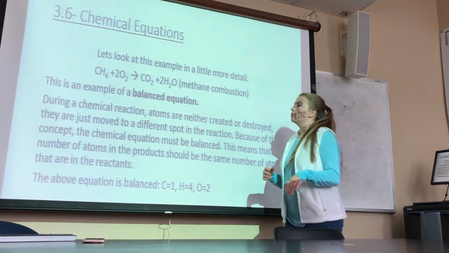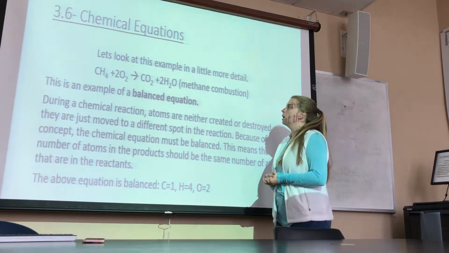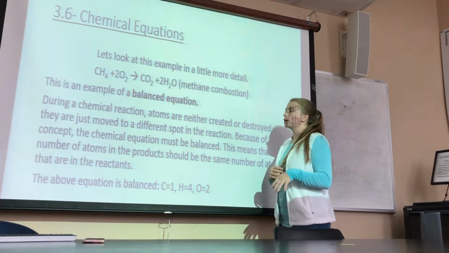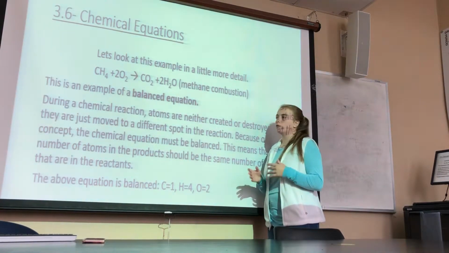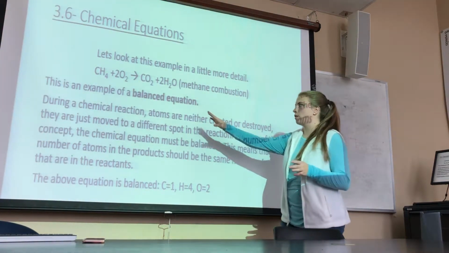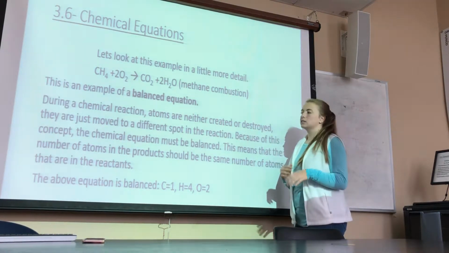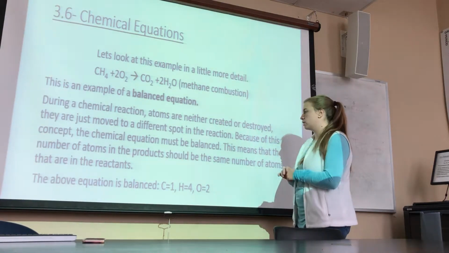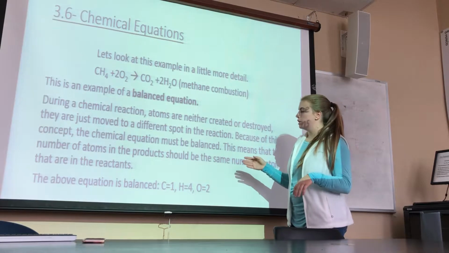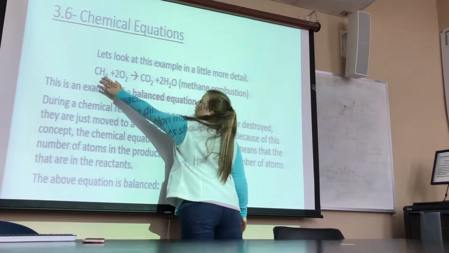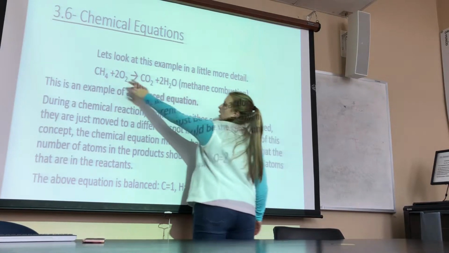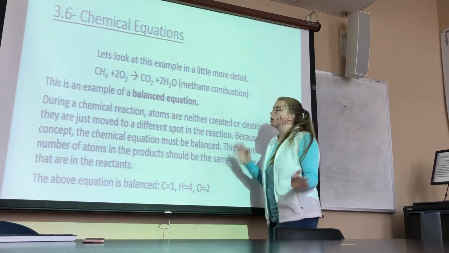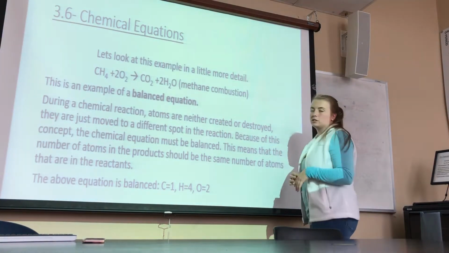Okay, so the last example that was down at the bottom, we're going to look at in a little more detail. This is methane combustion, but it's also an example of a balanced equation. During a chemical reaction, atoms are neither created nor destroyed. They're just moved around, like in the way that they're ordered. Because of this concept, the chemical equation must always be balanced, which means that the reactants must be the same as the products. And in the above equation, it's balanced because there is one carbon on each side, there are 4 hydrogens and 4 oxygens on each side. But we'll talk about the subscripts and the coefficients in a second.